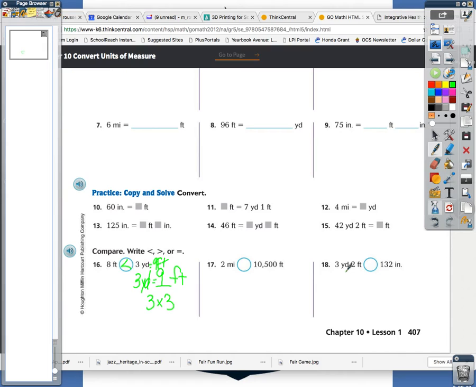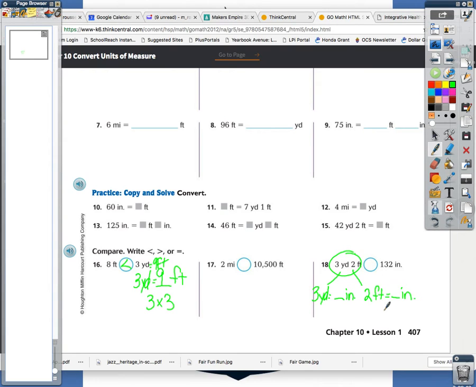If we look at this last example, 3 yards and 2 feet, and we're comparing it to 132 inches. Yards and feet are larger than inches, so if we convert this side, then we will be using multiplication because we would be going from larger units to a smaller unit. What we'll have to do here is break this into 2 problems. We will convert 3 yards into inches, and then we will have to convert 2 feet into inches.